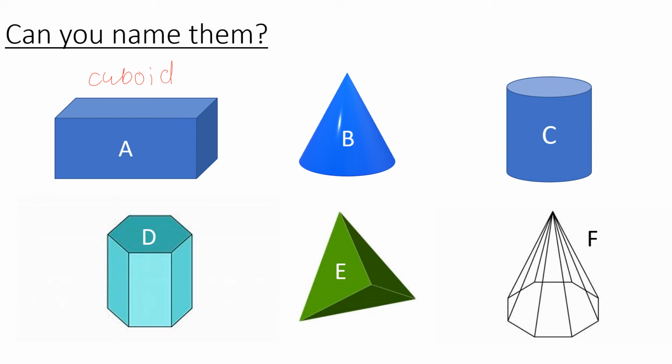Next, for B, I wrote this on the last slide because it's neither, it's a cone. Next up, looks like a can of or a tin of baked beans. It is known as a cylinder. D, we said it was a prism, and to get the type of prism, you look at the end. Now this has 6 edges, so it's a hexagon at the top, making it a hexagonal prism.